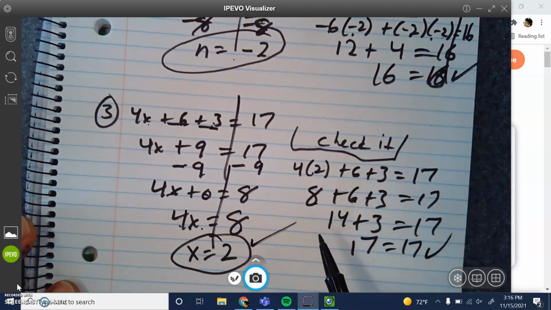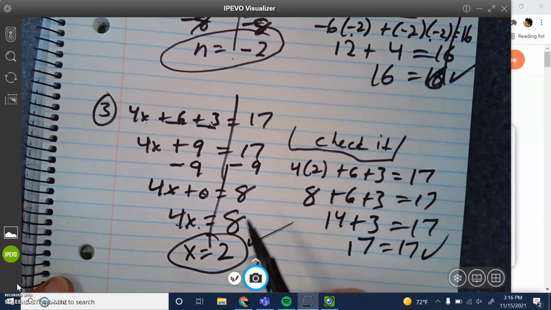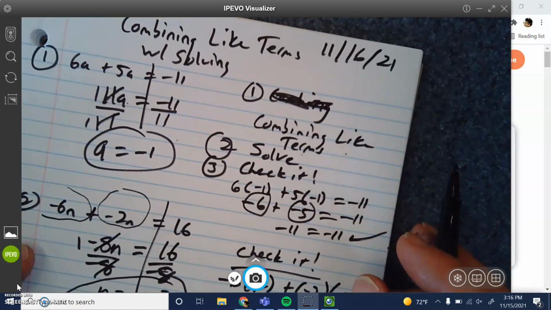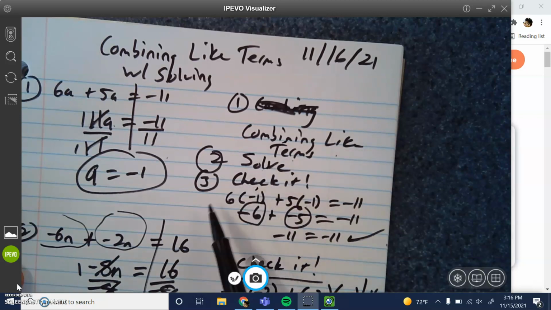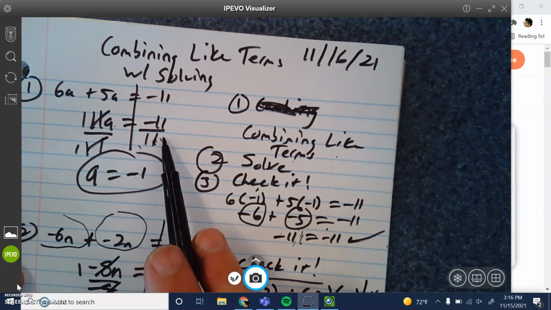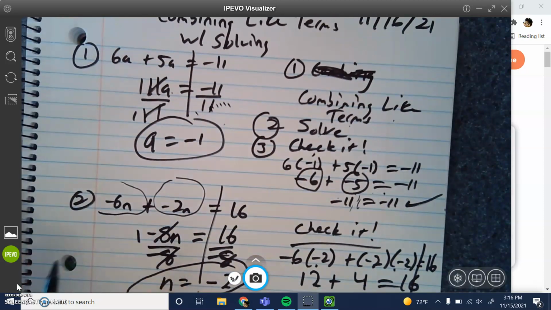If you got that, excellent job. Nice work. So, as you work on the next problems on your worksheet, you're combining like terms, you're solving, and you're checking it. If you get an answer that's not equal, it's all jacked up, you got to go back and fix it. You must have made a mistake right here. Okay? So great job. Let's keep crushing. Good work today.